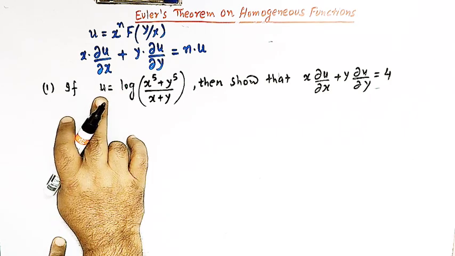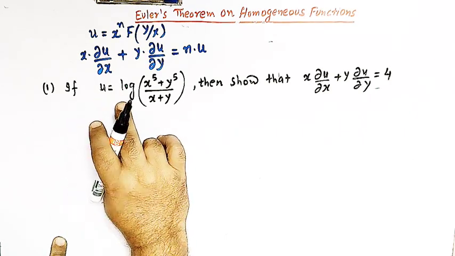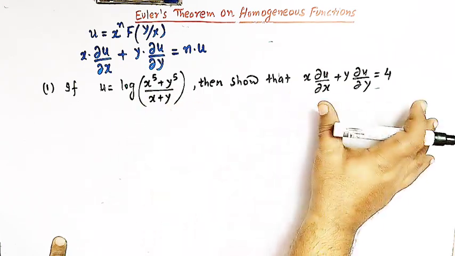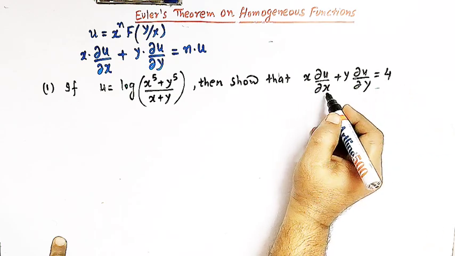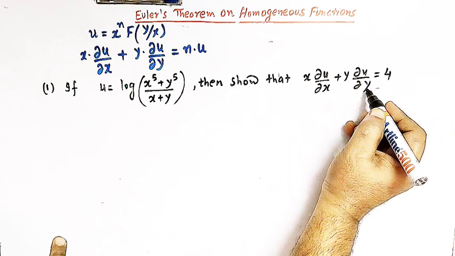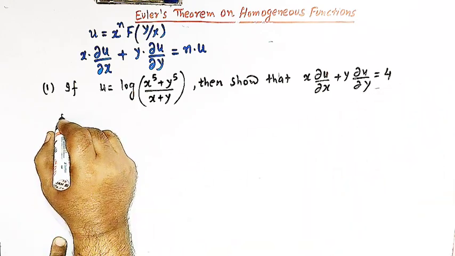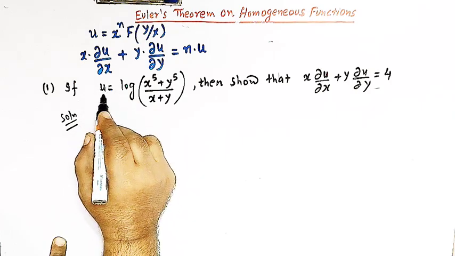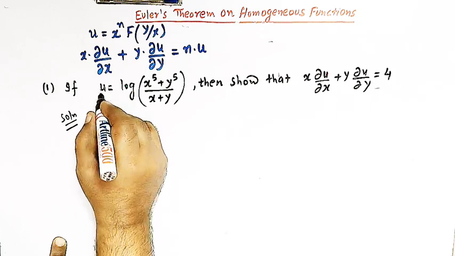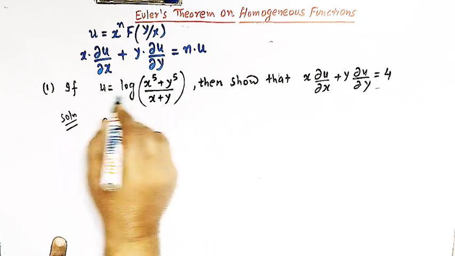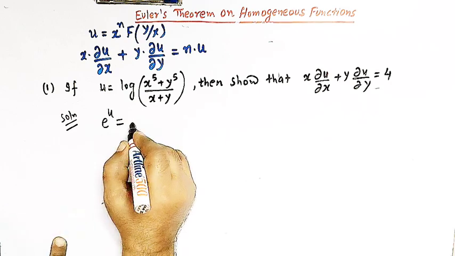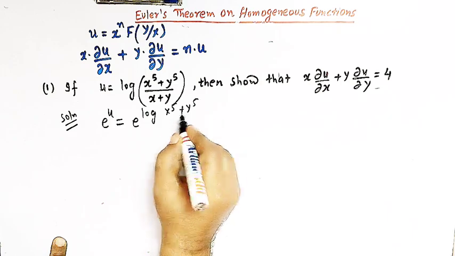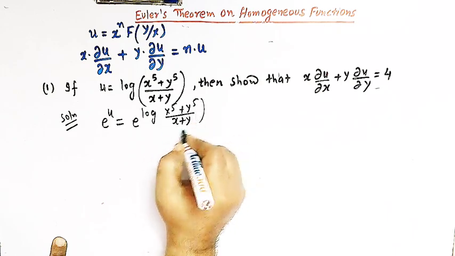So here is the first problem where we are given u is equal to logarithm of x raised to 5 plus y raised to 5 divided by x plus y. Then we have to show that x times del u over del x plus y times del u over del y is equal to 4, right? So here what we will do is first express this function like this. That is, if we take the exponential of both sides, we have e raised to u, and then we have e raised to log of x raised to 5 plus y raised to 5 divided by x plus y.